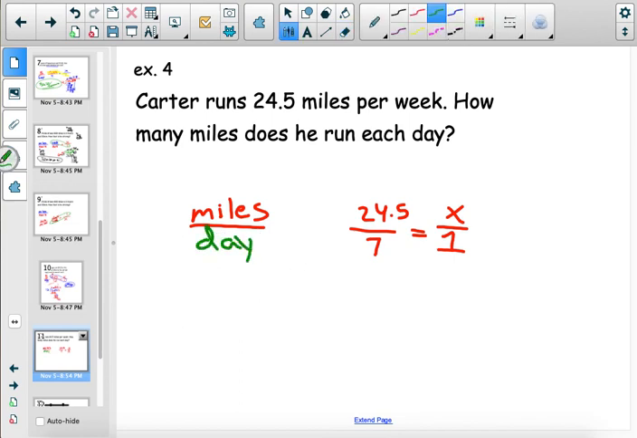We're gonna make it a little conversion. He runs 24.5 miles in 7 days. How much is he running each day if he runs the same amount? 24.5 times 1 is 24.5 divided by 7. Jaden? Good. So the answer we should have here is 3.5 miles per day.